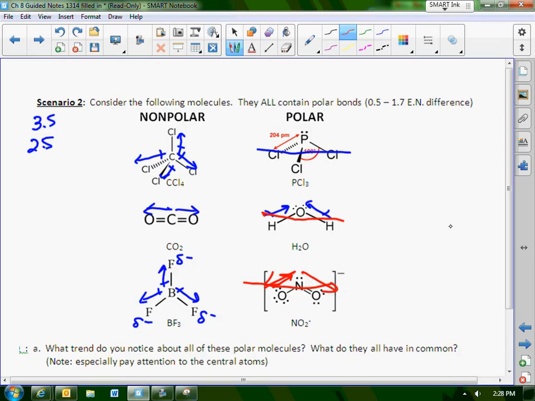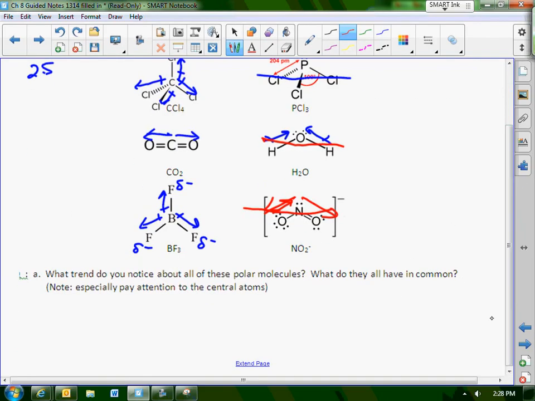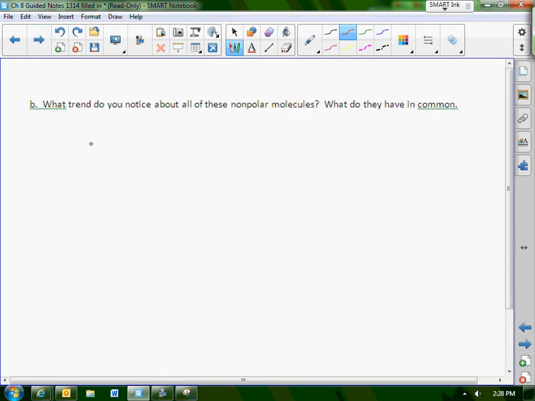So what trend, I want you to answer this question. What trend do you notice about all the polar molecules? What do they have in common? And what trend do you notice about the nonpolar ones, and what do they have in common? Bring that to class, and we'll talk about the take-home message again when you get back.